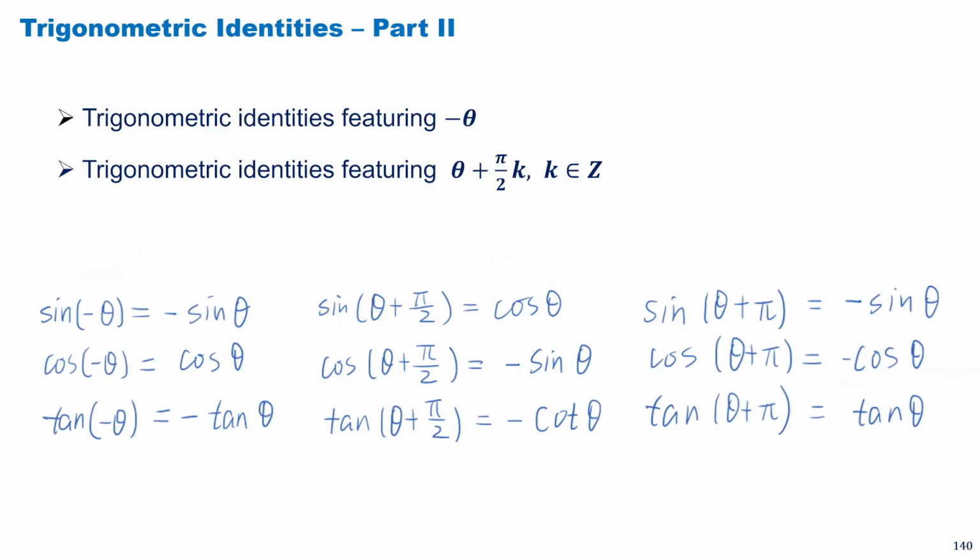Next, let's have a look at the second group of the identities, which includes the trigonometric identities featuring negative theta and trigonometric identities featuring theta plus half pi times an integer k. So in summary, these are the identities in the second group we need to memorize. Okay, so we'll explain this one by one.